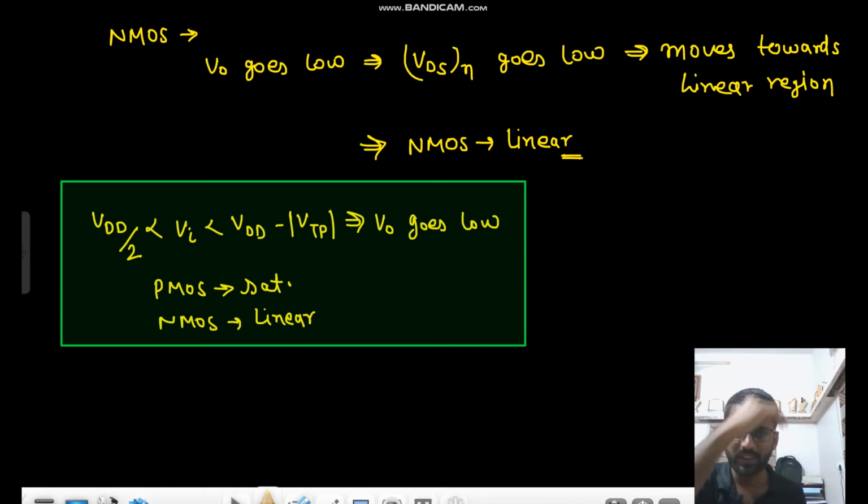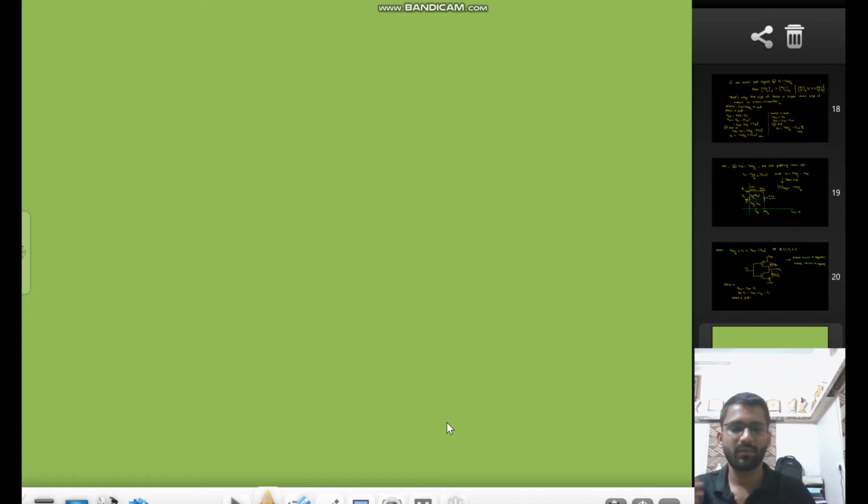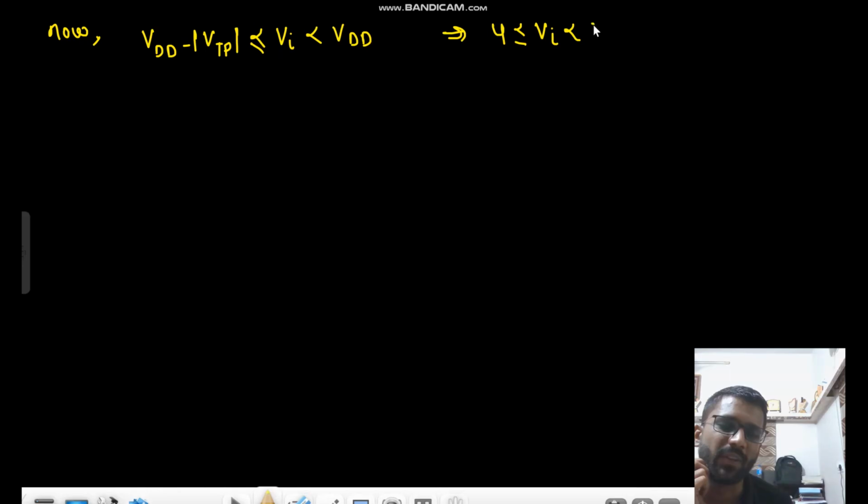Now we will see the last condition. We could have seen this condition before as well. This is the last condition. Now your V in is greater than VDD minus mod of VTP, and lesser than VDD. So now basically your V in is between 4 to 5 volt.